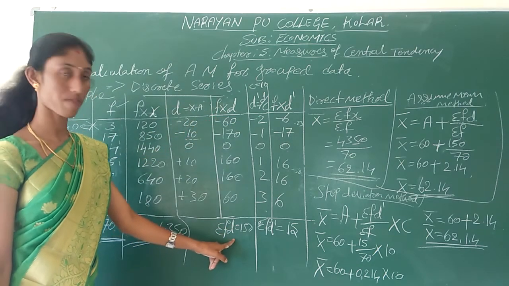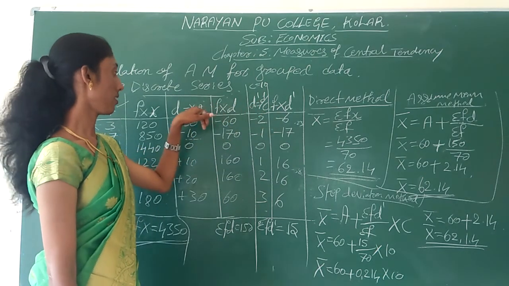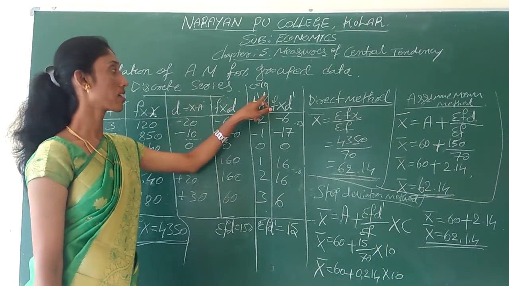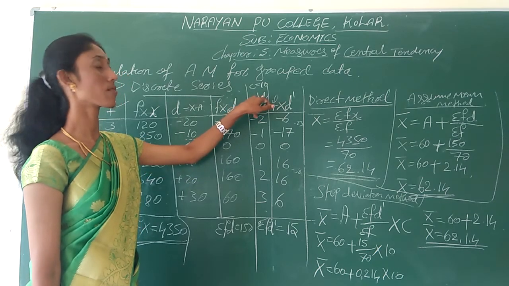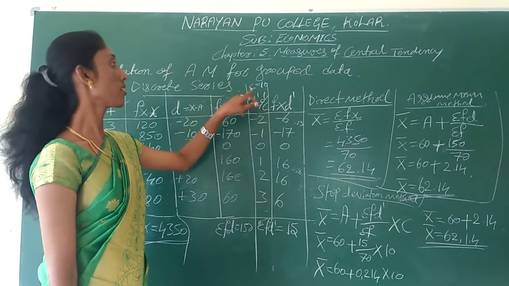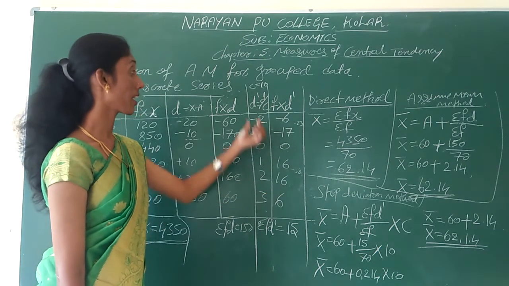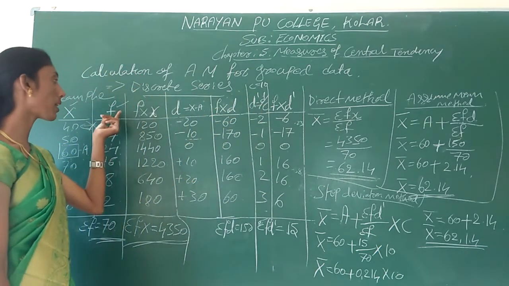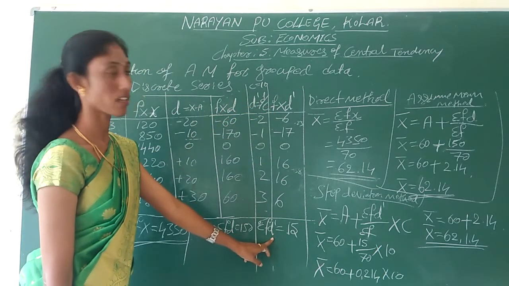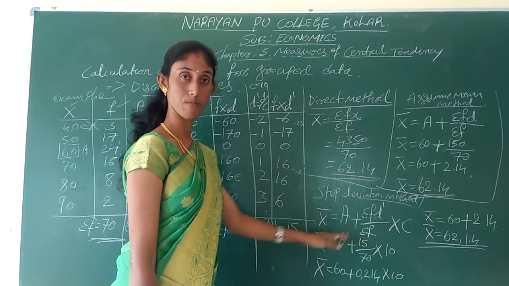By adding this we get sigma fd. And d dash is nothing but dividing all the deviation values by the common factor. The formula is d by c, meaning deviation divided by common factor. We have taken the common factor as 10, and we got d dash. Again, these d dash values are multiplied with f, the frequencies. Then by adding all of these f into d dash, we get sigma f d dash. This we apply in the step deviation method.